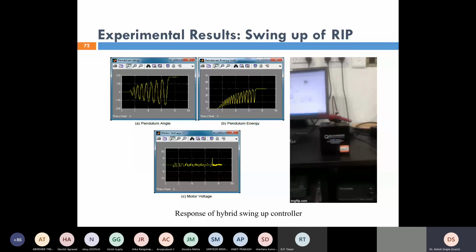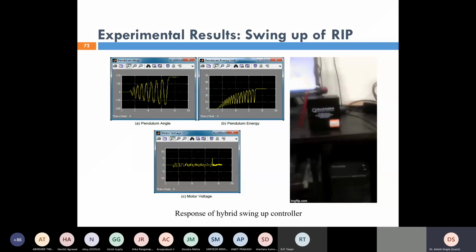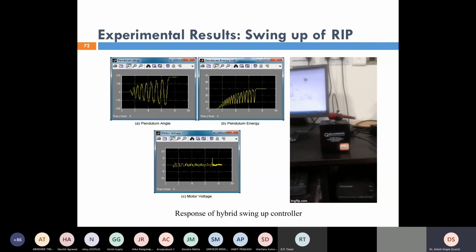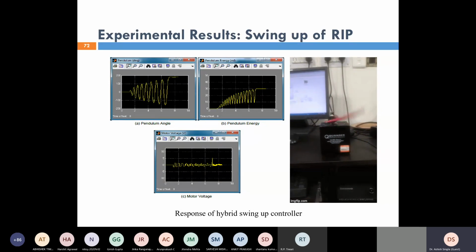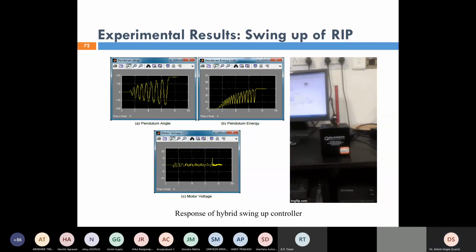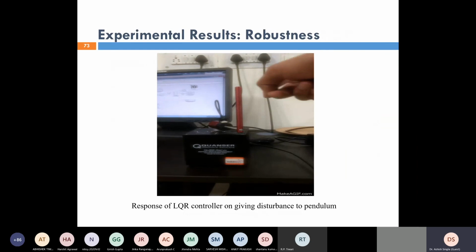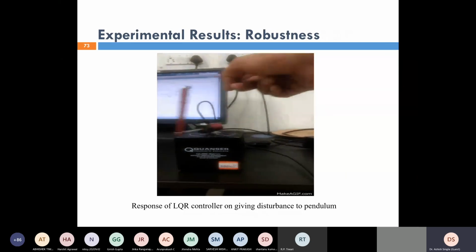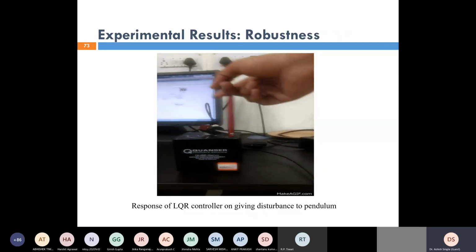So here again you have a 2 degrees of freedom system. One is the rotary motion of the link and there is a vertical motion of the pendulum. This is called the rotary inverted pendulum. And again you can see this is the disturbance robustness. We are providing the disturbance.